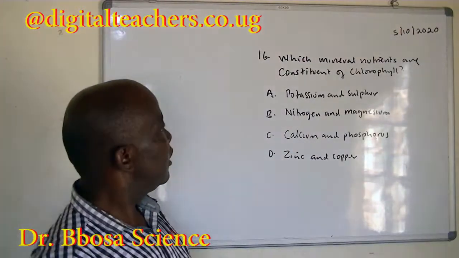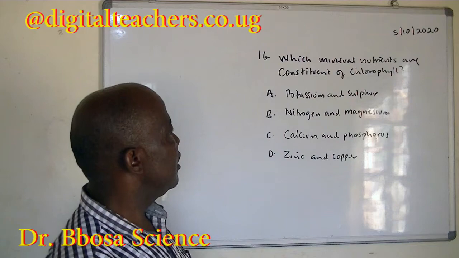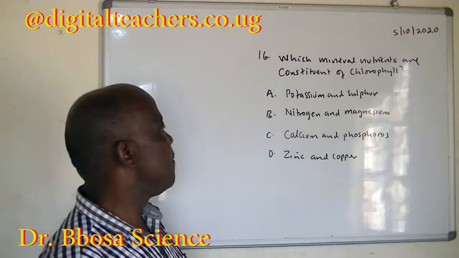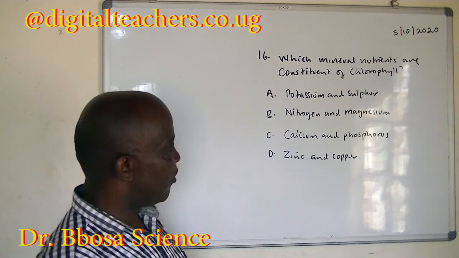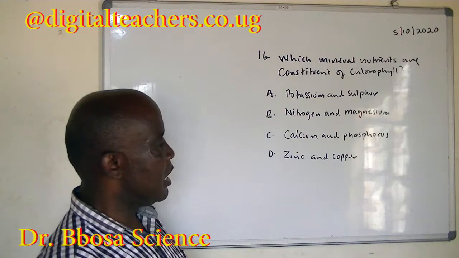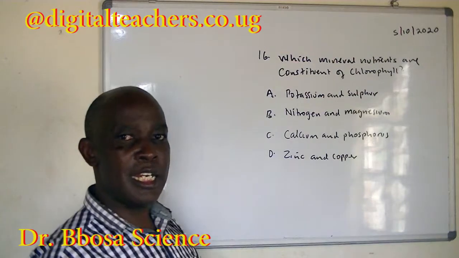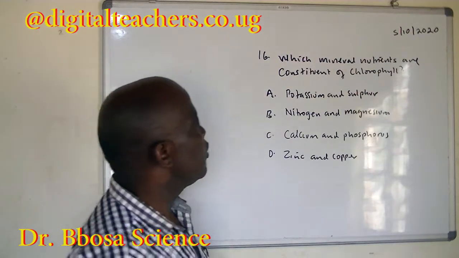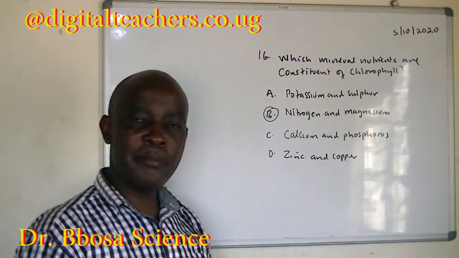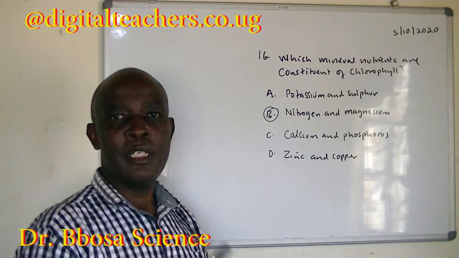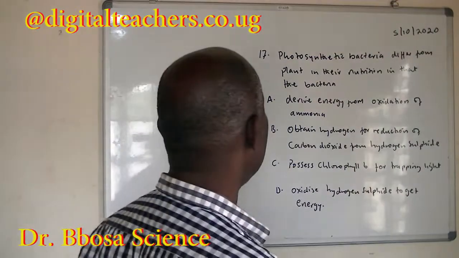Number 16. Which mineral nutrients are constituents of chlorophyll? A. Potassium and sulfur. B. Nitrogen and magnesium. C. Calcium and phosphorus. D. Zinc and copper. You can pause, get the answer, and then you continue. So the answer is B. Nitrogen and magnesium are components of chlorophyll.